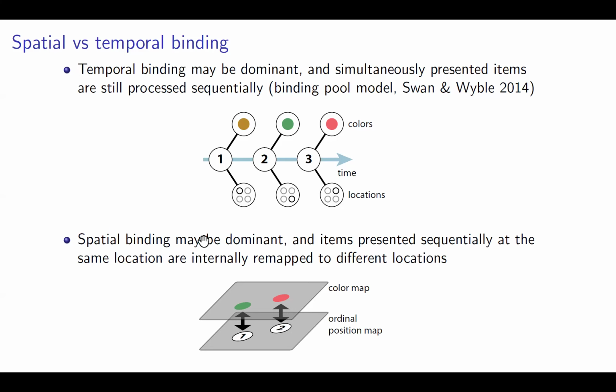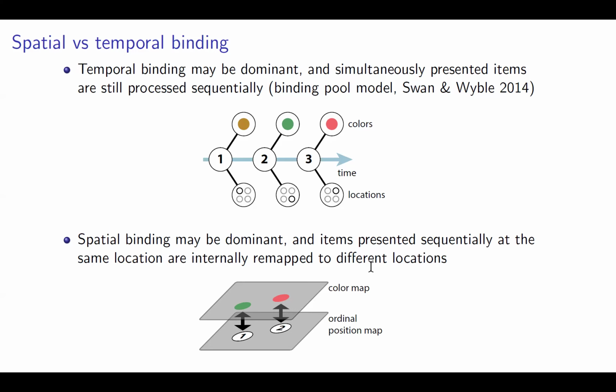The alternative is that spatial binding is really dominant, and that's the real mechanism. And in fact, it's the opposite way: when items are presented at different locations, you use that directly. Whereas when items are presented sequentially at the same location, you internally remap them to different locations and also memorize the order in which these remapped locations come up. You could just imagine that you memorize the items in a line from left to right in the order in which they were presented. That you hold them in your memory like that.